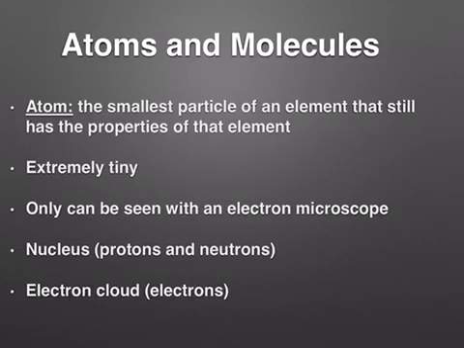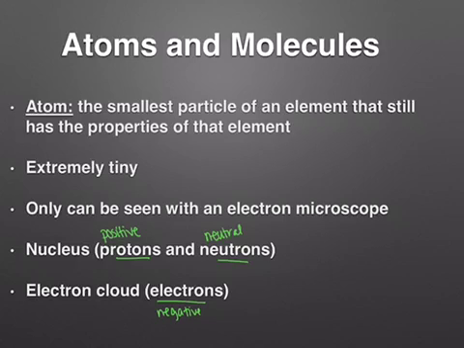Atoms are the smallest particle of an element that still has the property of that element. They're extremely tiny, and you can only see them with an electron microscope. In the nucleus, we have two types of particles, protons and neutrons. Surrounding the nucleus, we have electrons. Protons have a positive charge. Neutrons are neutral in that they have no charge. And electrons are negative.